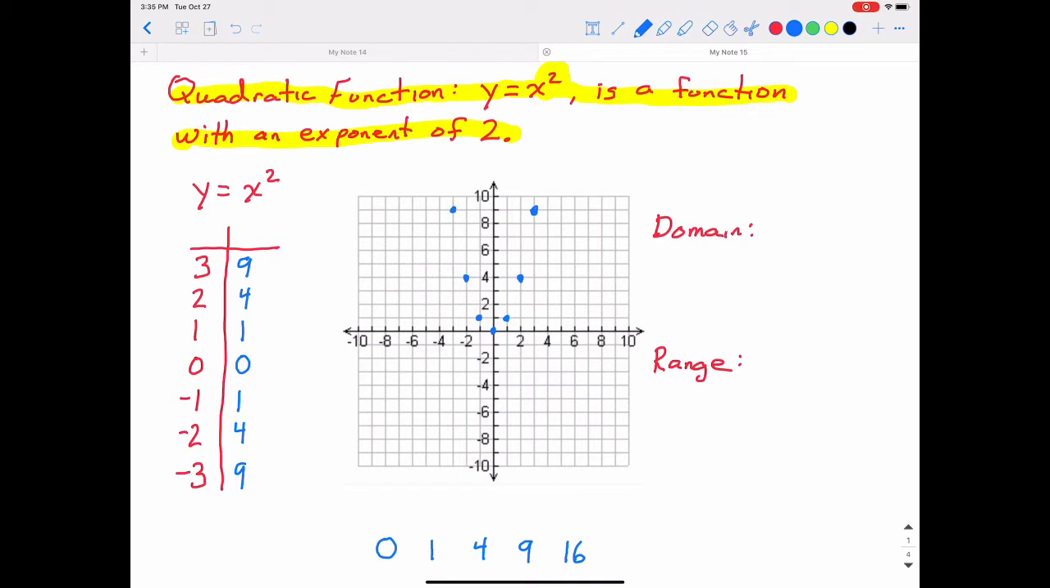When you draw this shape, it makes a U shape with a rounded bottom. So I'll draw the best U that I can. It's not a sharp corner at the bottom like the absolute value function, which was the V shape. It should be a rounded bottom. And the reason it's a rounded bottom is because of what is going on with all those tiny fractions and decimals between negative 1 and positive 1.